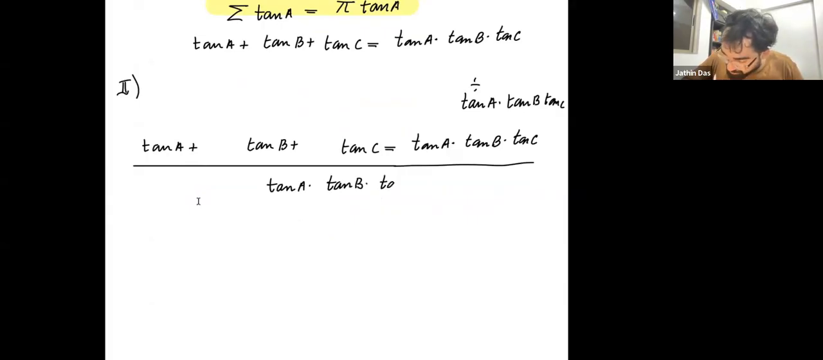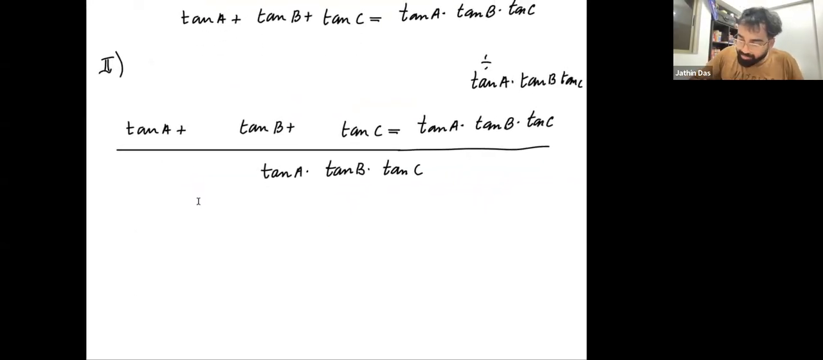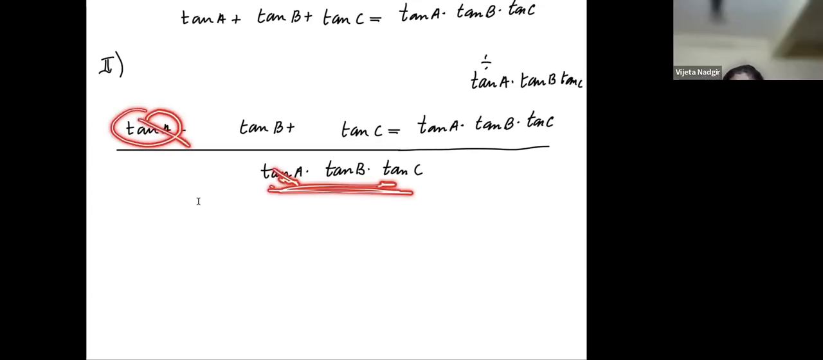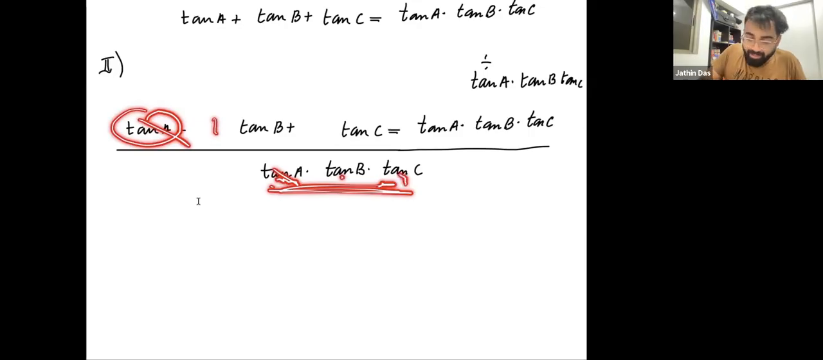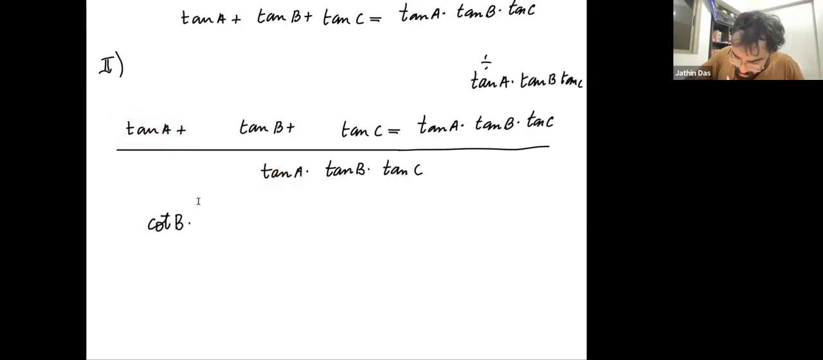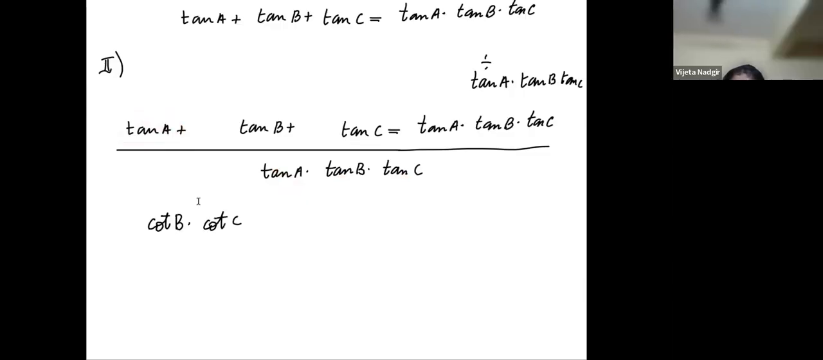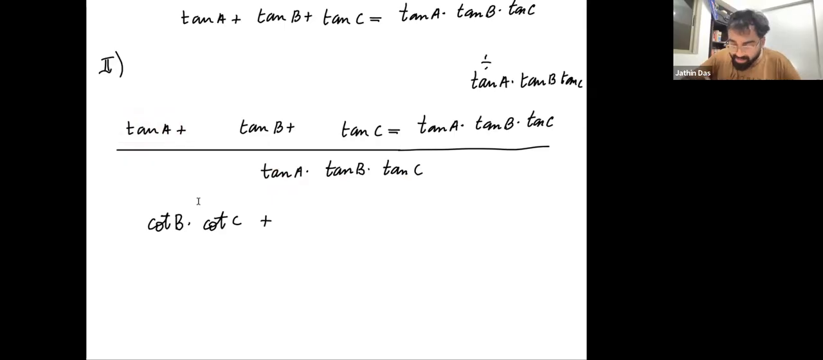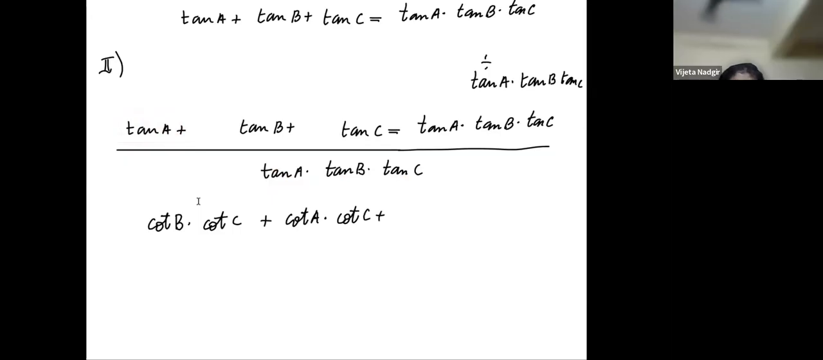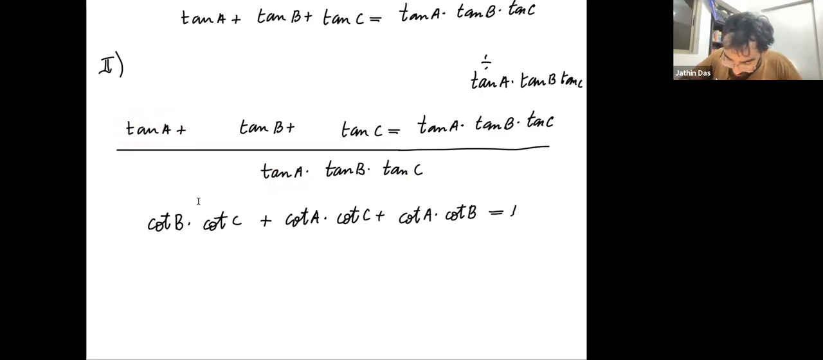Think a bit, because it's very hard to make you copy and do it again. So what will happen when the first one divides with this? Tan A will cancel. Remaining you get 1 by tan B into 1 by tan C. That you can write as cot B into cot C. Again, it becomes a pattern. Tan B will cancel. So you'll get cot A into cot C plus. Then what you will get? Cot A into cot B is equal to 1. So I can write it as sum of cot A cot B is 1.